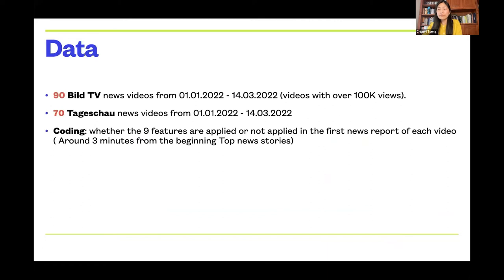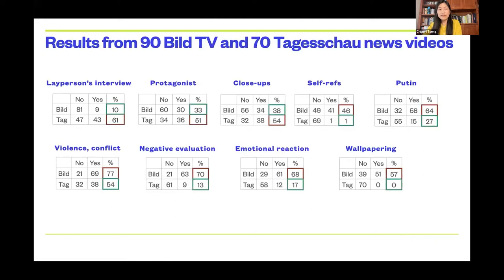And again, we code these nine features in the first report of these 160 videos from the two news channels. The first report is the top news story, and it lasts around 3 minutes. So we code these nine features and see whether each applies or not in the first news topic. So this is the first result. We can see the frequencies of these nine categories.